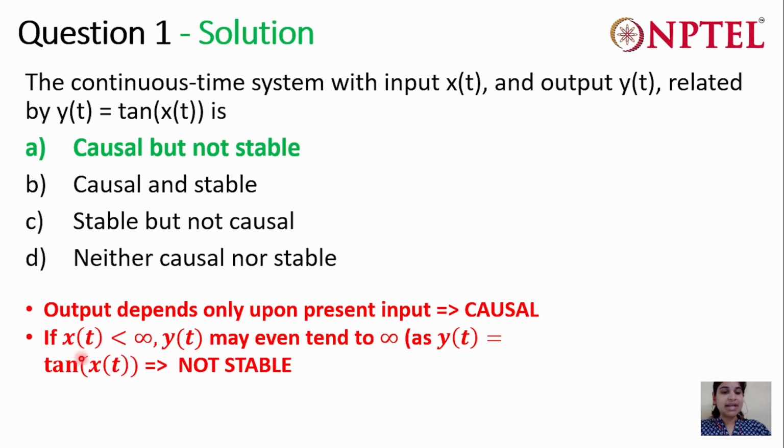Even if x of t is less than infinity, y of t may tend to infinity. That is, what is tan of 90? It goes to infinity, right? So even if the input x of t is bounded, y of t may tend to infinity. So this system is not a stable system. So the answer is causal but not stable.